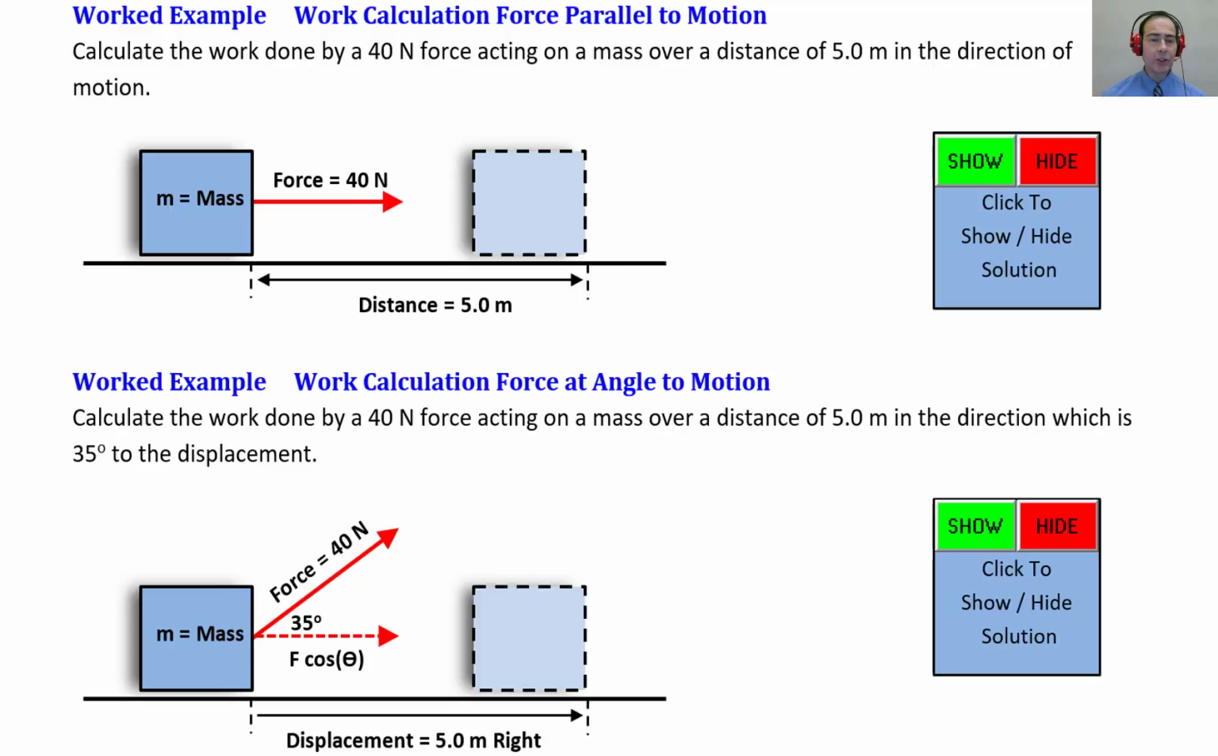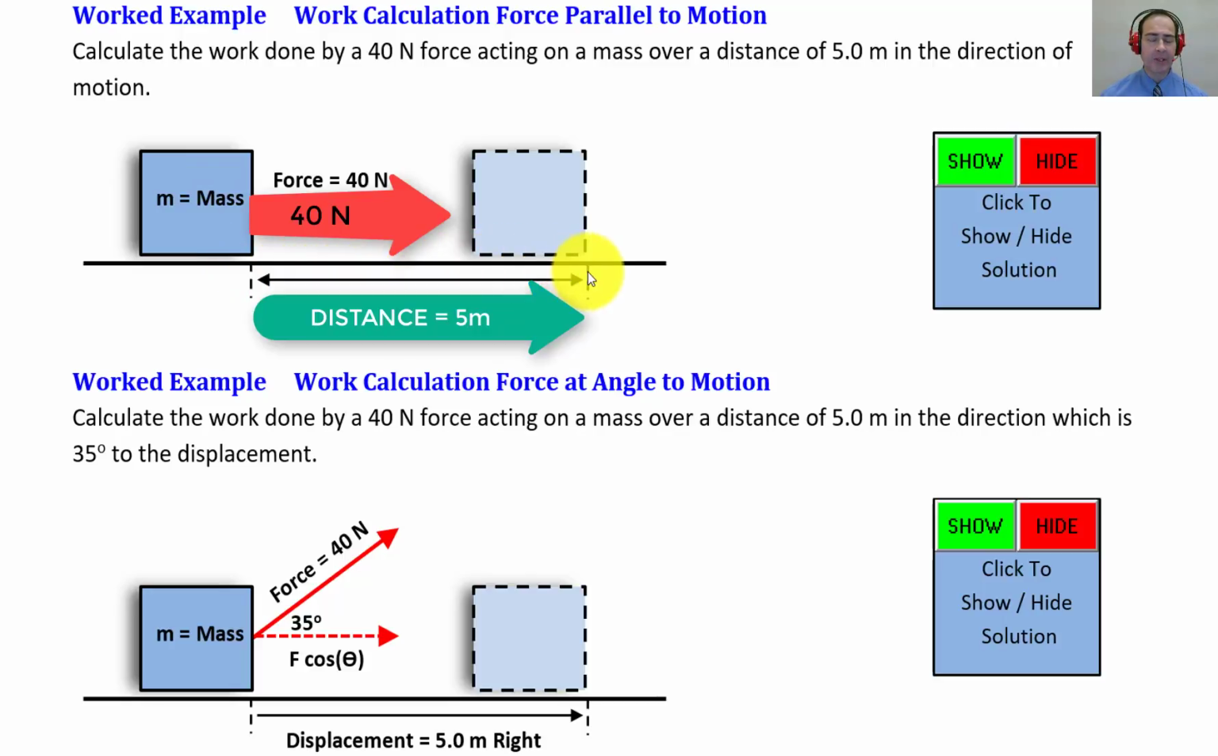Okay, these next two examples show the action of a force acting on a mass over a distance. We're not saying whether the mass is moving over a frictionless surface or not. We're simply looking at the action of the force itself applied to the mass as it moves over a distance specified here as 5 meters. Now we're going to look at two examples.